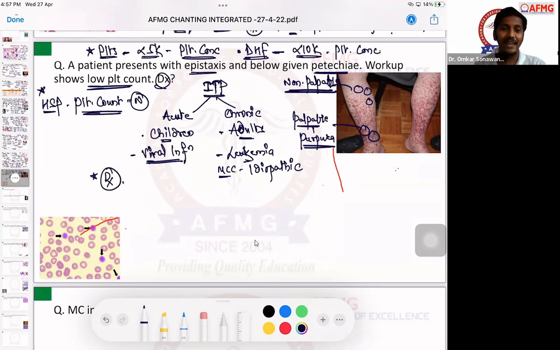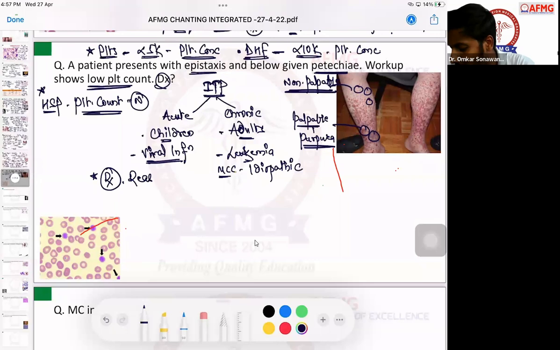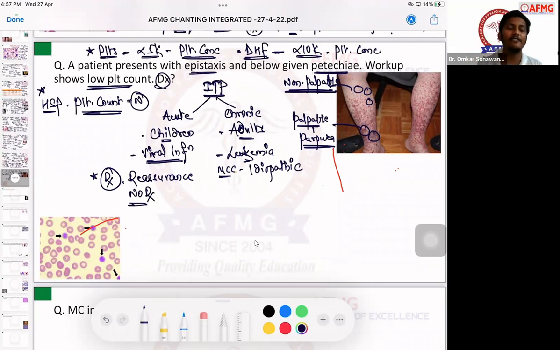Please remember, this was the catch in cases of acute ITP. If they give a child with features of ITP, reassurance should be your best answer, or no treatment. Why? Because it is a self-limiting condition and it will subside by itself. Here is where they play with you.